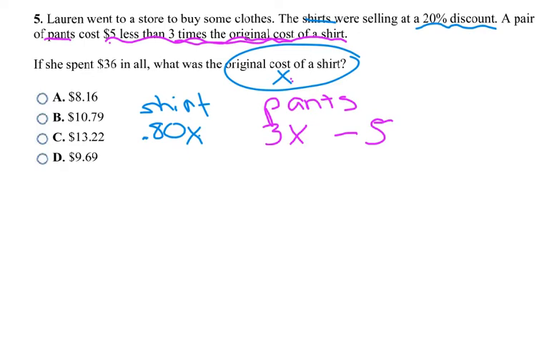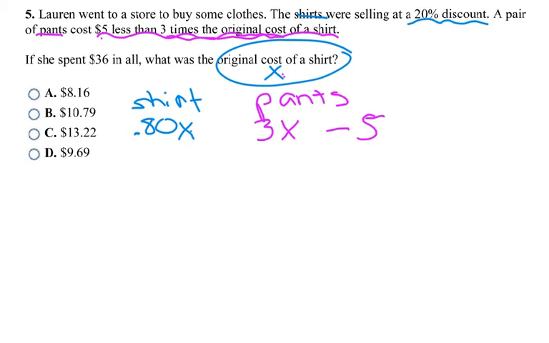And for her shirt and for the pants, she spent $36 in all. So that means to find the original cost of the shirt, I'm going to have to add these together and set it equal to 36 and then solve for X.